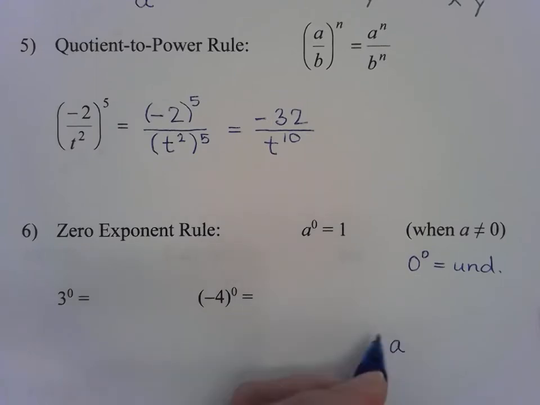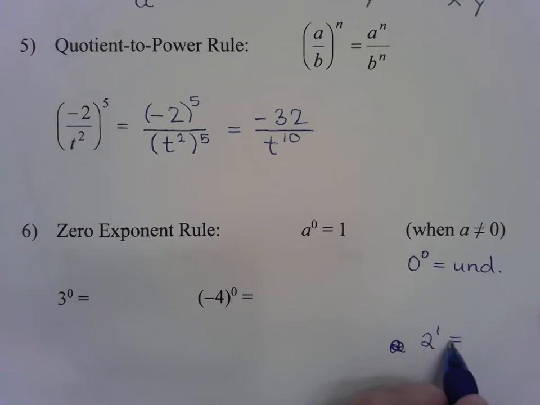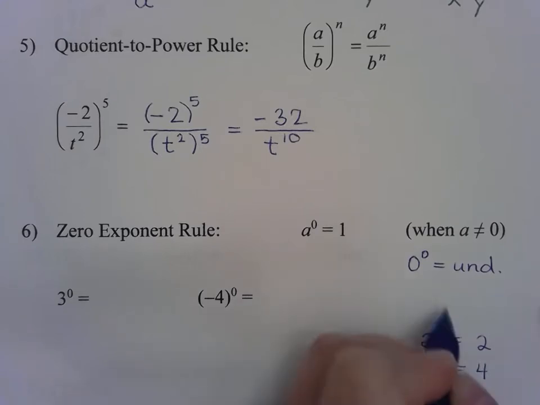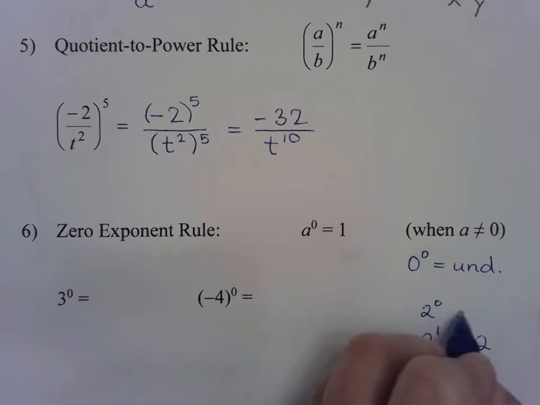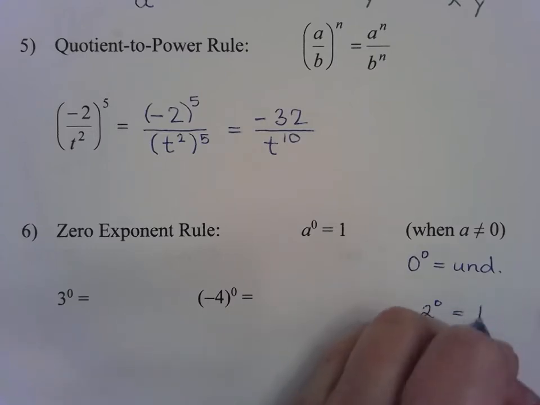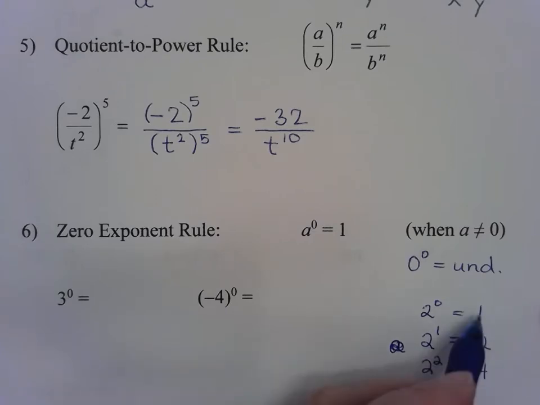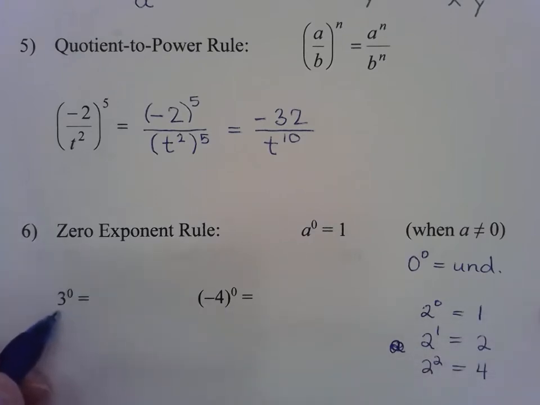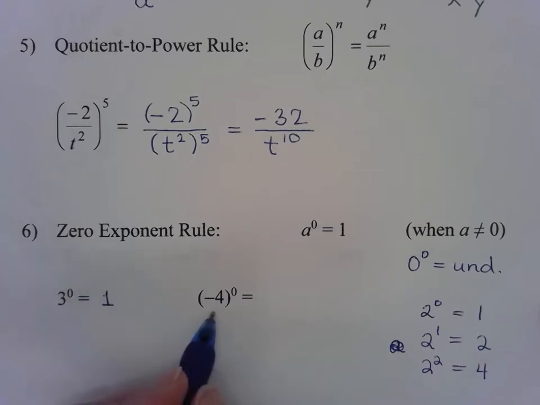If I had, let's not use a variable, let's use 2. If I had 2 to the first, that would mean I have 2 multiplied by itself once. If I had 2 squared, that would mean I have 2 twos, 2 times 2. 2 to the 0 means I don't have any 2's that I'm multiplying with. I just have that multiplicative identity. So it kind of keeps this pattern going. It can be a positive number like 3. It could be a negative number like -4.